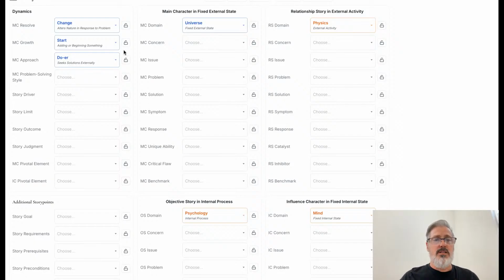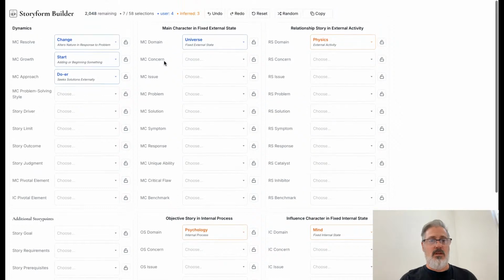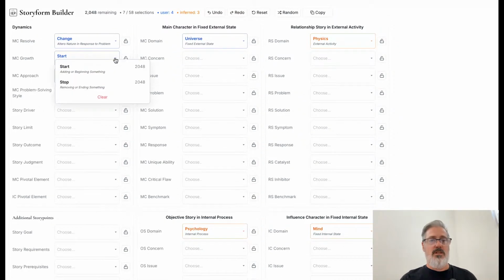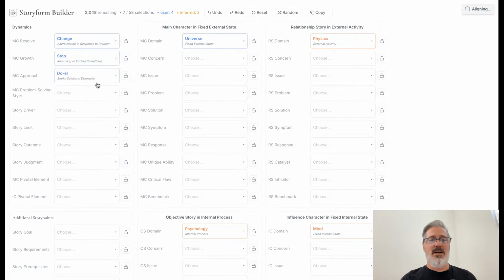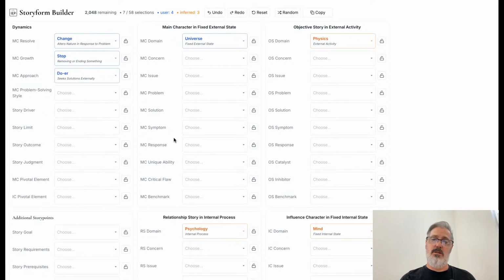And if I wanted to flip, and I was talking about the typical story form, if I went into start and instead I made it stop, it should flip the objective story and the relationship story. So now you'll see it's moved the objective story into the upper right and the relationship story into the lower left, just flipping the two of them. And the reason it's doing that is because now I'm saying, no, you know what? I don't want to talk about moving into something. I want to talk about getting rid of something and removing it, ending it.